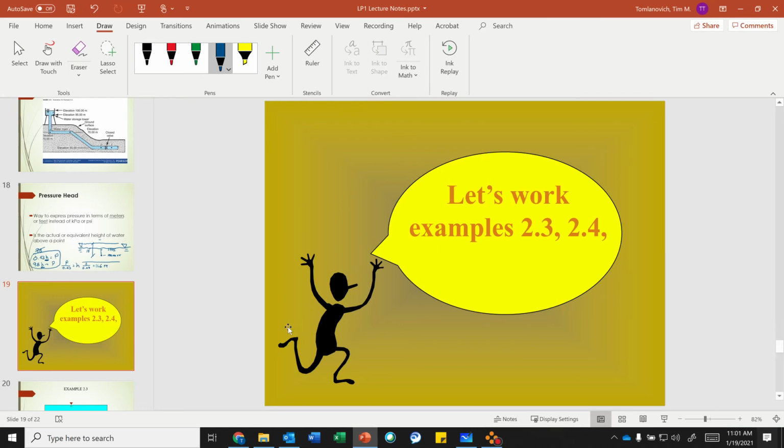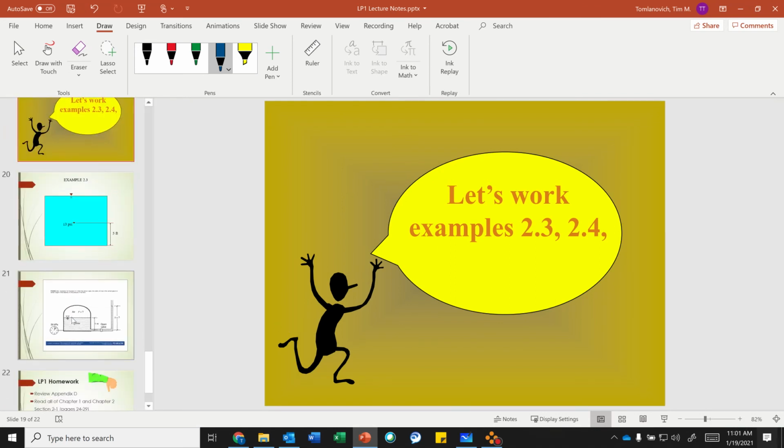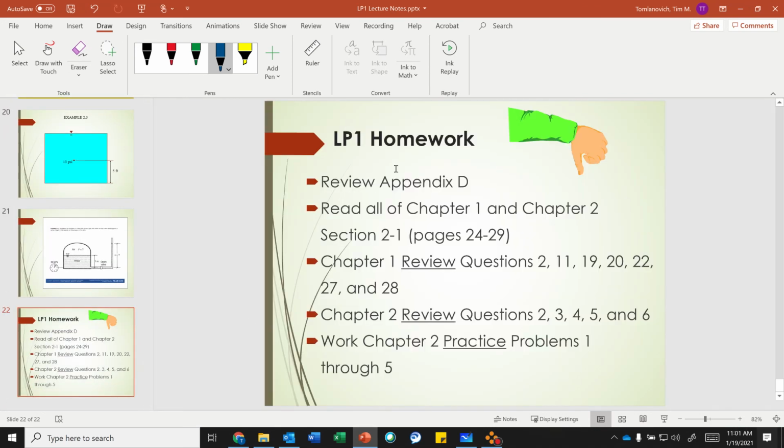All right. So now that's it for this lecture. What I'd like you to do is review Appendix D, read Chapter 1 and Chapter 2: read all of Chapter 1, and then Chapter 2, Section 2.1, pages 24 to 29. There are also Chapter 1 review questions. When you look in your book, there are review questions and practice problems. There are 2 sets: Chapter 2 review questions, and then work Chapter 2 practice problems 1 through 5.